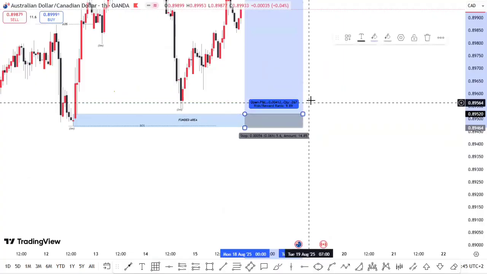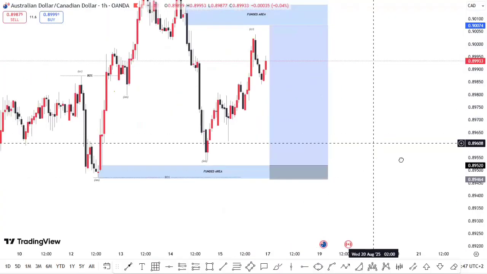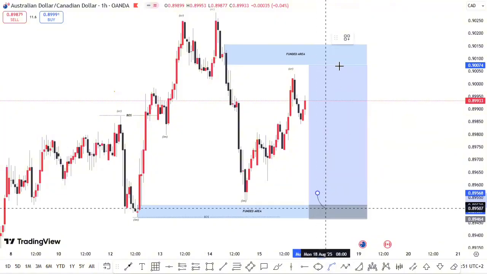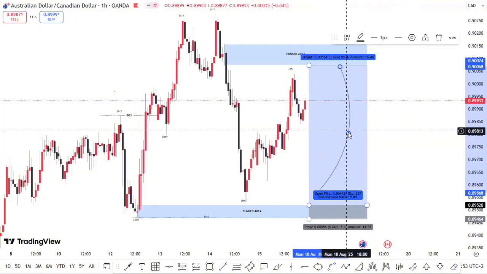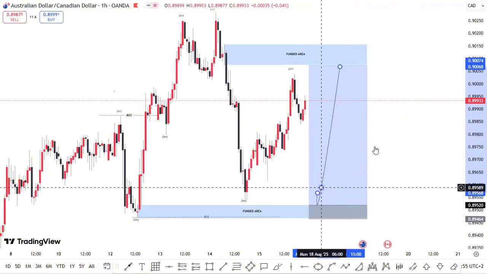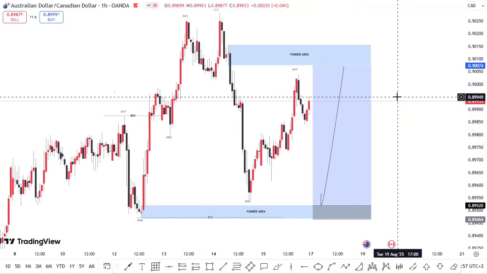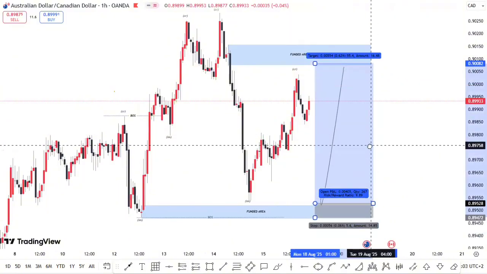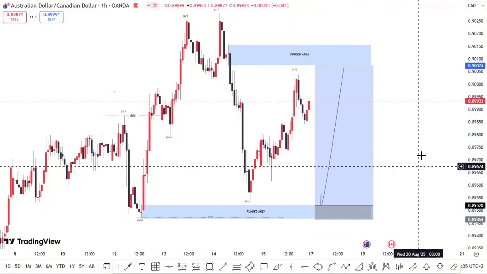So here, let me plot this one. I will wait for market to come here, to fill this. Okay, let me fix this one.